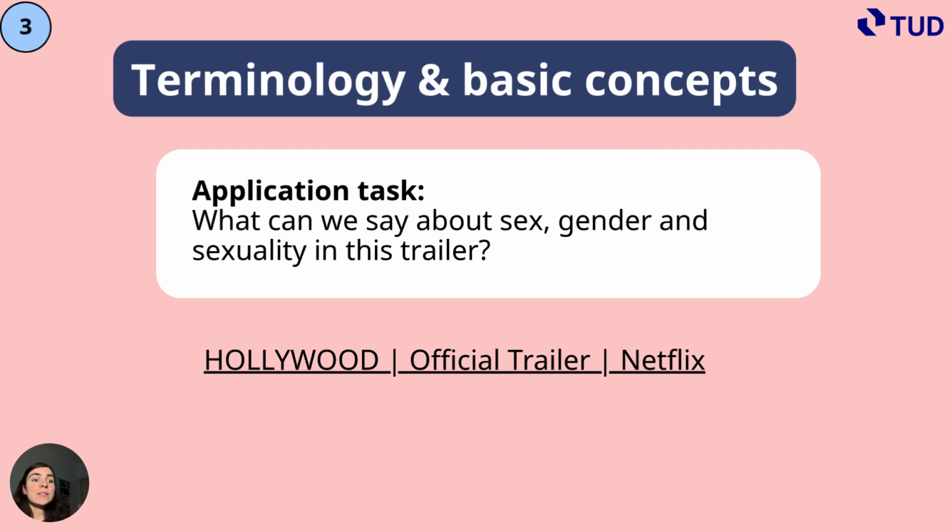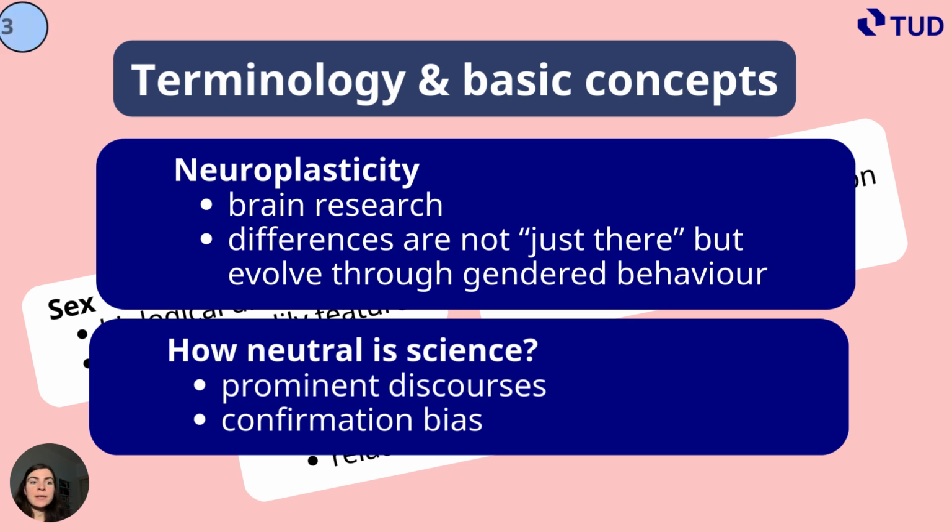And some keywords or key terminologies and topics that I would like to raise here are, for example, neuroplasticity and also the question of the neutrality of science. They basically explain quite well why this is complicated. Neuroplasticity derives from brain research, and brain research is a major field in sex difference research. Basically, scientists are trying to find out, okay, are there actually biological differences between men and women, and can we classify brains along this binary line?